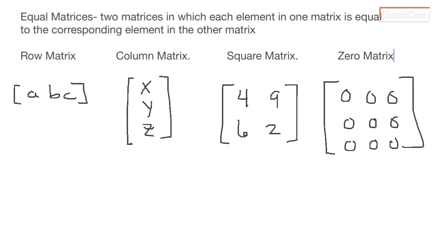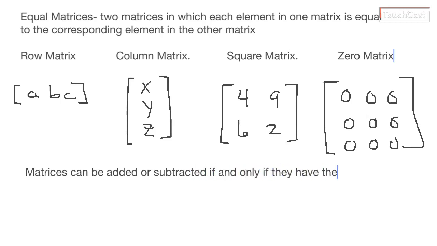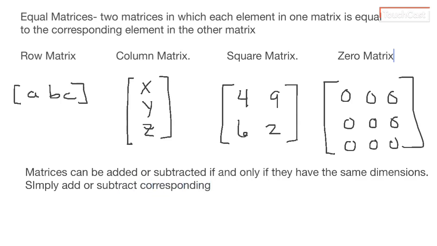Now, we can do some basic operations with matrices. We can do addition and subtraction. In fact, matrices can be added or subtracted if and only if they have the same dimensions. And to do that, we are just going to simply add or subtract corresponding elements.